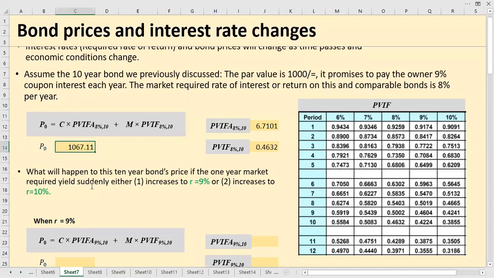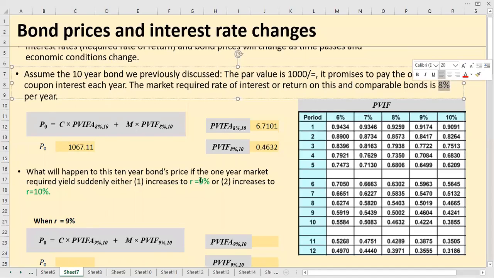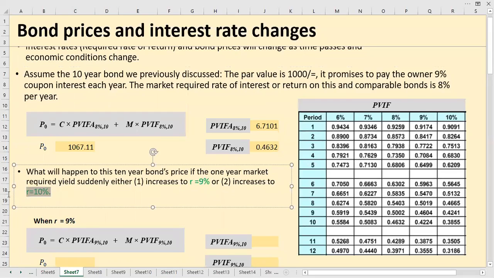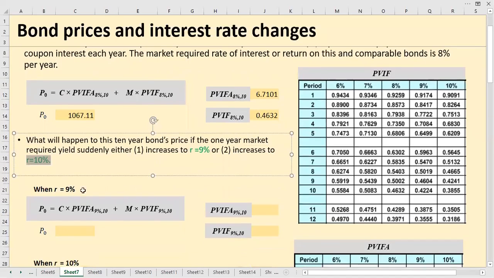It is 1,067. Now what I am going to do is increase this required rate of return from 8% to 9% and 10%. In the first scenario, I am going to increase this interest rate to 9, and in the second calculation, I am going to increase it to 10, to see what happens when this interest rate or the required rate of return is increased.